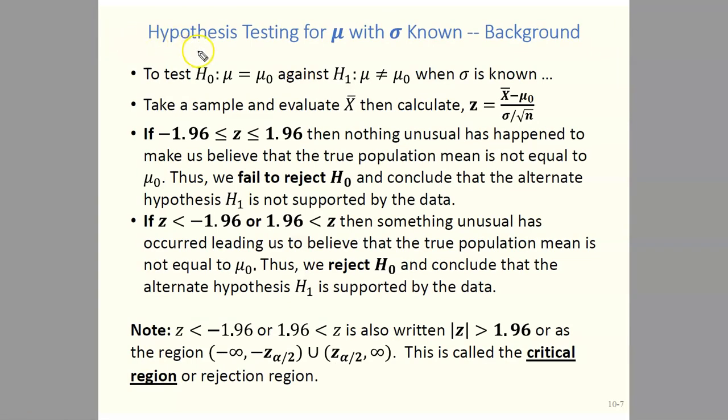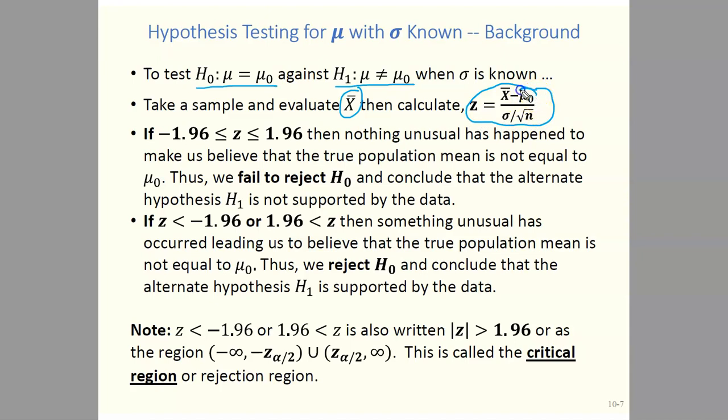Now here's our method for hypothesis testing. A null hypothesis, like mu equals mu naught, against an alternate hypothesis, mu does not equal mu naught, when your population standard deviation sigma is known. So the first thing you do is you take a sample and you evaluate x bar. Then you calculate this quantity right here, that is the z-score for x bar.